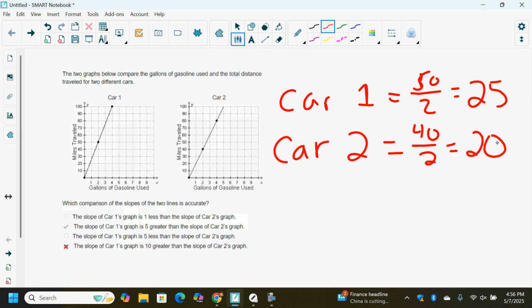All right, so the 3 or 4 options is the slope of the car 1's graph is less than the slope of car 2's graph. So 25 is not less than 20. The slope of car 1's graph is 5 greater than the slope of car 2's, which is true. That's why this was the correct answer. So you had to make sure you found the slope of both, and all I did was find the ordered pair, 5, 2, and divide that, because this is a proportional graph. So the slope of car 1's graph is not 10 greater, it's only 5 greater. I think you looked at just 50 and 40 and got 10, but you have to divide by 2 to figure out what the unit rate would be.